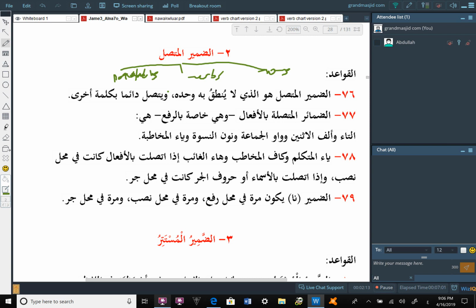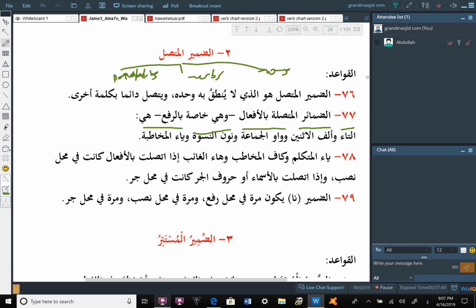الضمائر المتصلة بالأفعال وهي خاصة برفع. The attached pronouns that are attached to verbs are always marfu'. Here we're talking about those which are marfu', not that they have to be, because you could have the damir muttasil which could be mansub, which we're going to talk about. But those which are marfu' are the ta, the alif al-ithnain, the waw al-jama', the noon al-niswa, and the ya al-mukhataba.